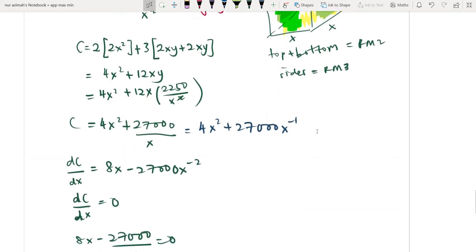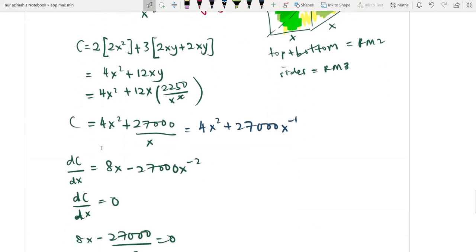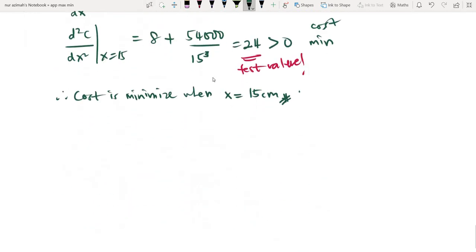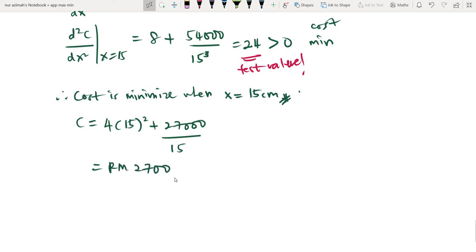So what is the minimum cost? Refer back to our equation for the cost, which is this one: C is equal to 4x squared plus 27,000 over x. So here we need to calculate the cost, which is 4 times 15 squared plus 27,000 divided by 15. That is actually 2,700. So the cost is actually RM2,700.